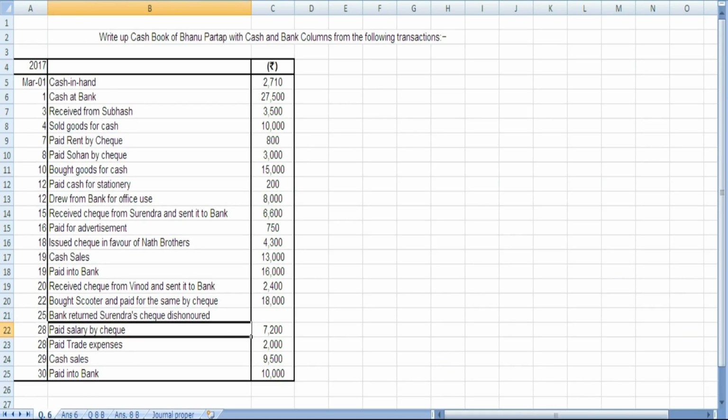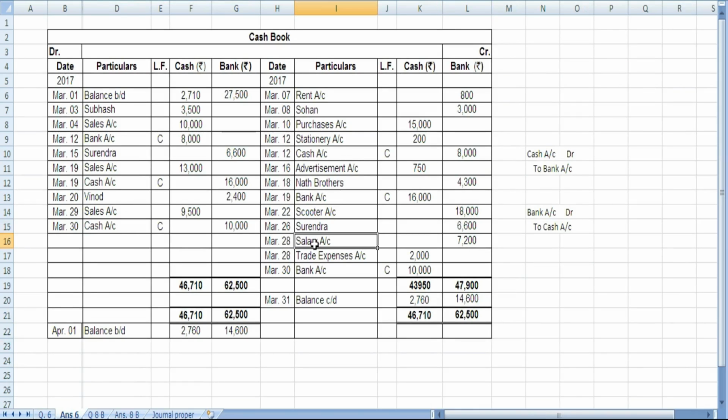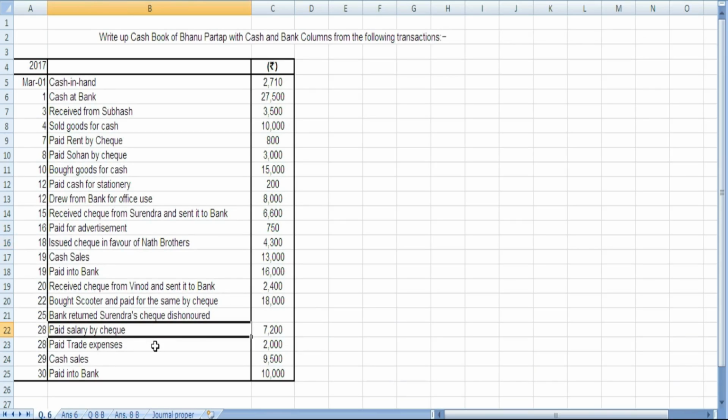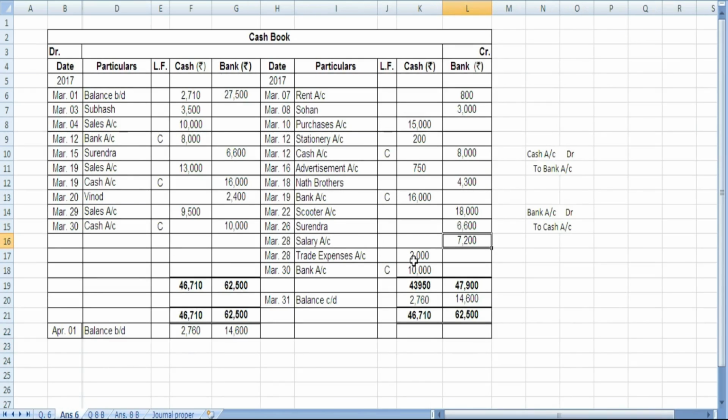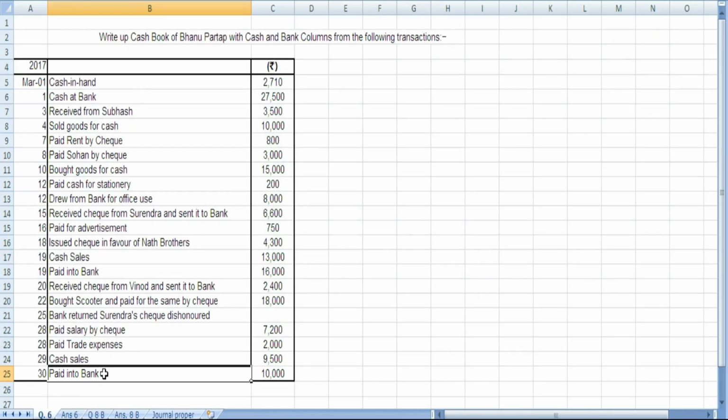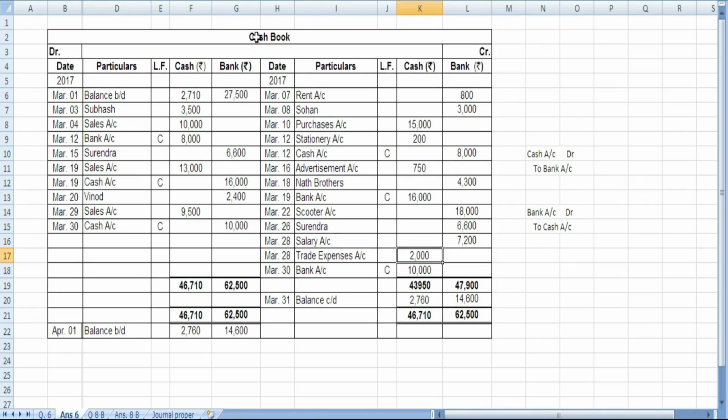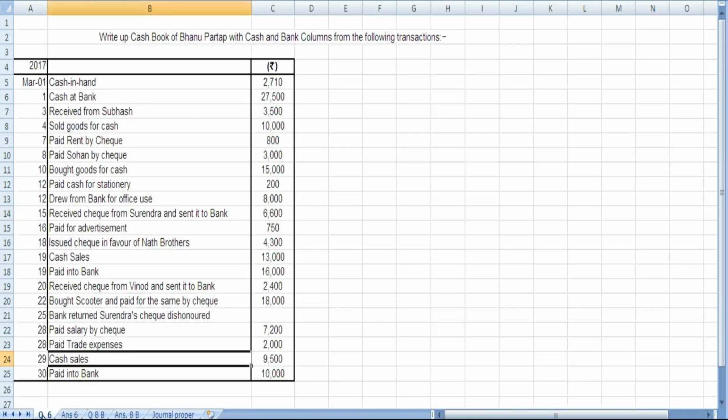Paid salary by check. So salary is an expense. So here salary account and by check. So in the bank column 7200. Then paid trade expense 2000. Since nothing is written here, we'll assume this is cash. So trade expense is an expense. So by trade expense, and in the cash column 2000. Then paid into the cash sales 9500. So cash to sales in the cash column 9500.